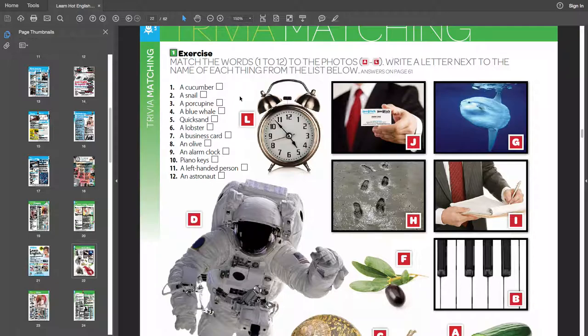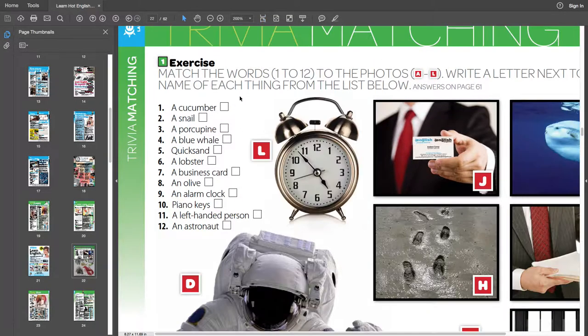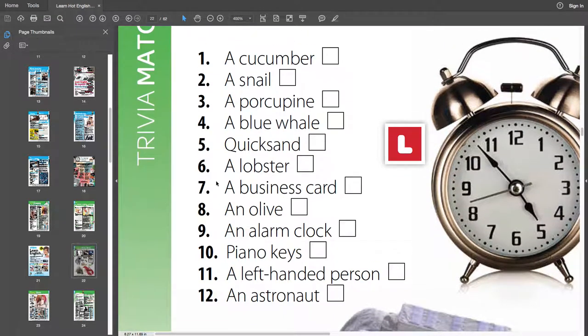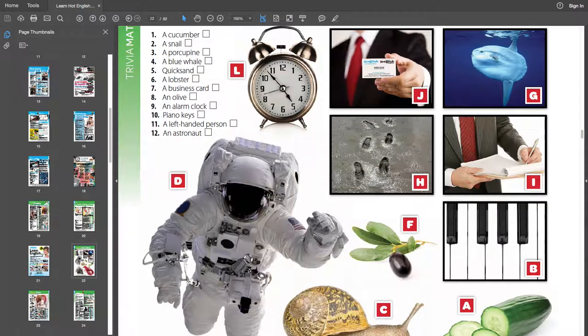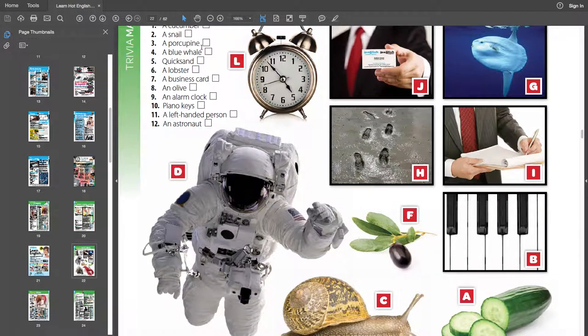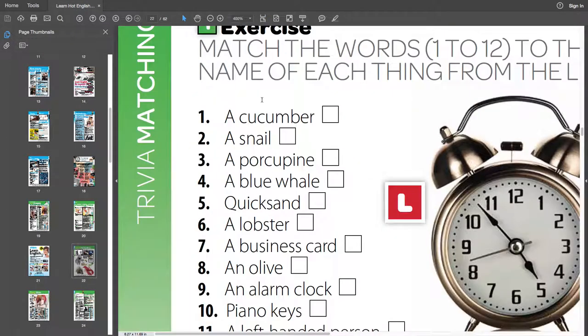2, snail. 3, porcupine. 放大一点好了，希望你们看得到。Okay. 那我就不念它的冠词了，我就直接念单字。Okay, so starting from number one again, cucumber, snail, porcupine, blue whale, quicksand, lobster, business card, olive, alarm clock, piano keys, left-handed person, astronaut. Okay, 那这个单字不会太难，不过还是介绍一下好了。Cucumber 就是那个小黄瓜，OK？那如果你看得到的话，其实这个杂志就是要把小黄瓜的 A 放进这边，好像是会什么游戏，but obviously we're not going to do that. We're just going to go through the keywords.